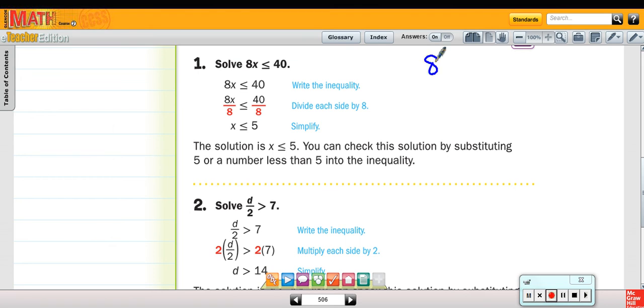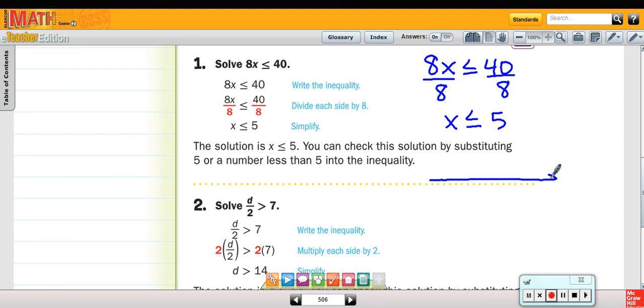So if I have 8x is less than or equal to 40, I would divide both sides by 8. So I'm left with x is less than or equal to 5. I'd still graph that the same way. So here's 5, 6, and 7. Here's 4 and 3. It's less than or equal to, so it's going to be a closed dot because it's including it. And it's less than, so I'm going to all the values that are less than 5.